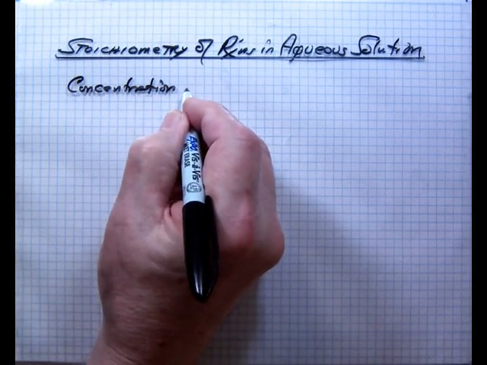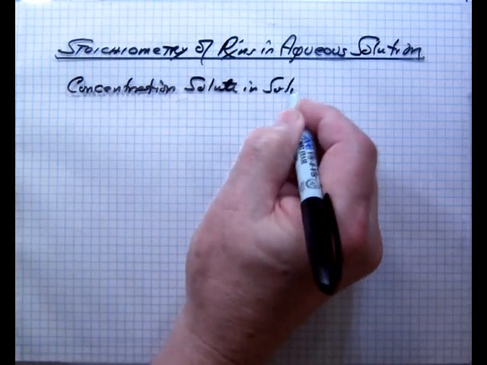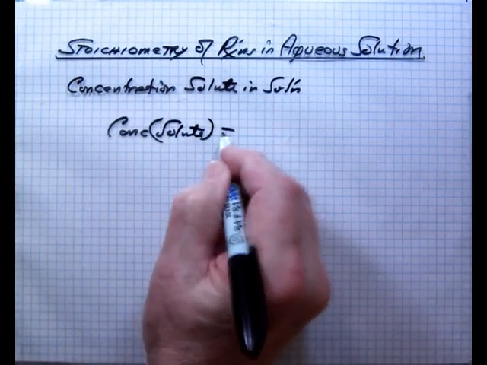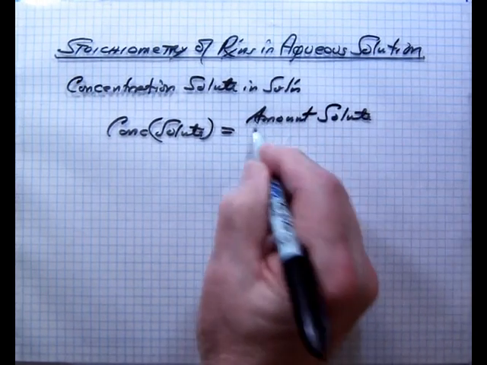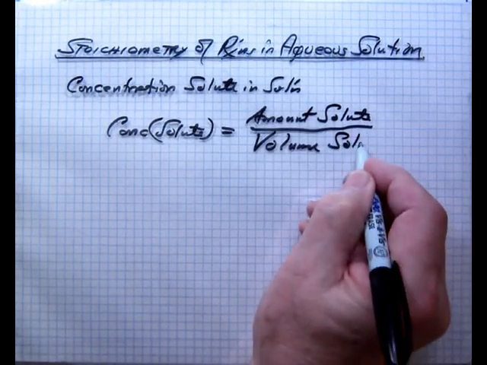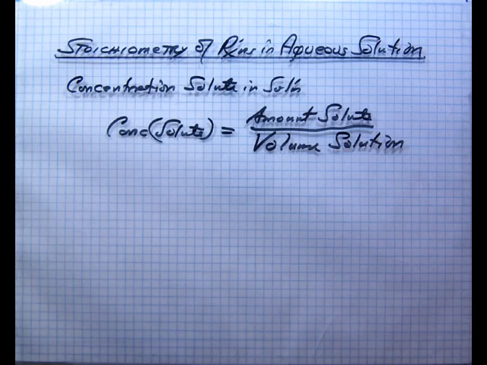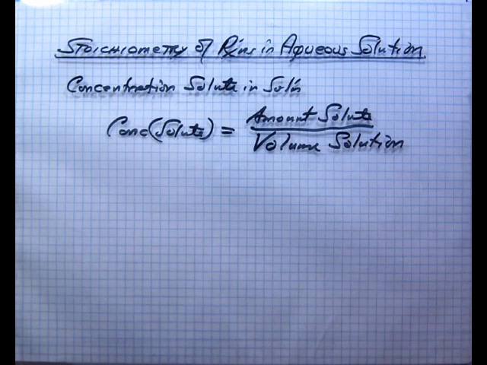Concentration of solute in a solution. Concentration of solute is equal to the amount of solute in a specified volume of solution. And notice the denominator in that is two parts, which is solute and solvent. Now you won't have to deal with that issue, but just understand that we're talking about a solution, not an amount of solute in solvent. That's just a point of issue.